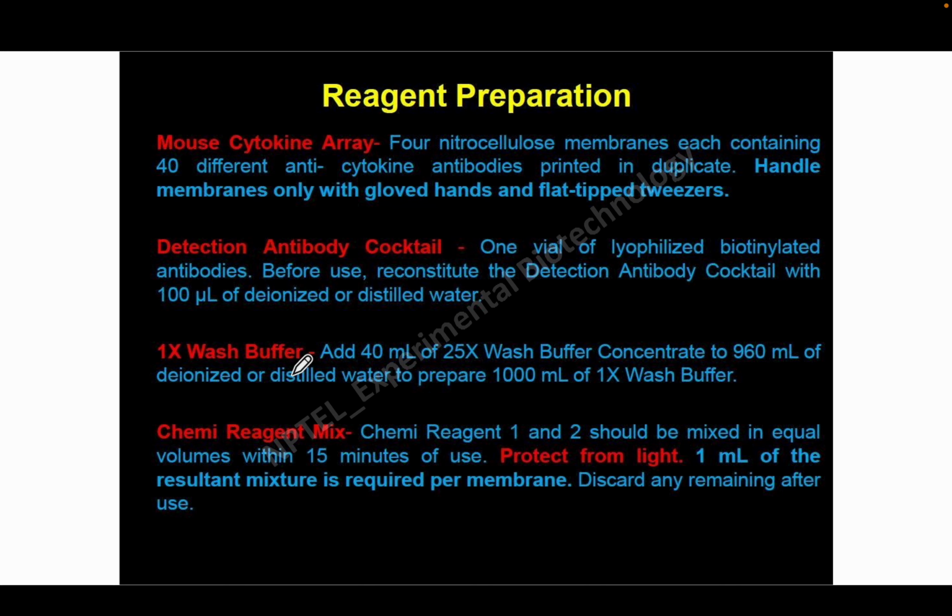What is 1x wash buffer? Here you have to add around 40 ml of 25x wash buffer concentrate to 960 ml of deionized water to prepare 1000 ml. Whatever your buffer concentration was, you have to make 1x buffer. Then the Chemi reagent mix: Chemi reagents 1 and 2 should be mixed in equal volumes within 50 minutes of use. Protect from light. 1 ml of the resultant mixture is required per membrane. Discard any remaining after use.